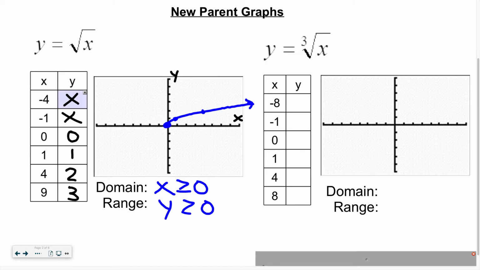Okay, if I try to put in -8 for x and I do the cube root of -8, what happens? I get -2, right? Is there a number that multiplies by itself 3 times to be -8? Yeah, -2. I can take odd roots of negative numbers. -2 times -2 is 4, times -2 is -8. So -2 is my cube root. Cube root of -1 is -1. Cube root of 0 is 0. Cube root of 1 is 1.